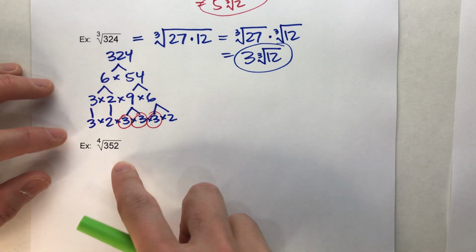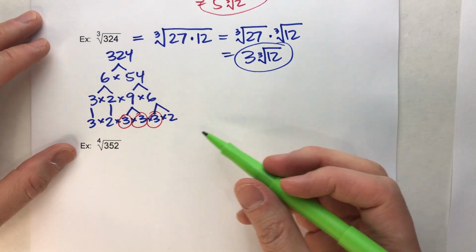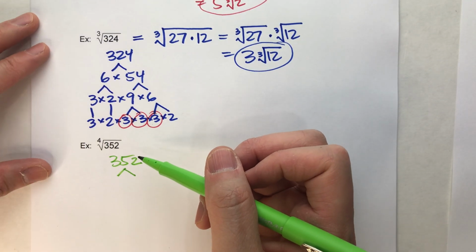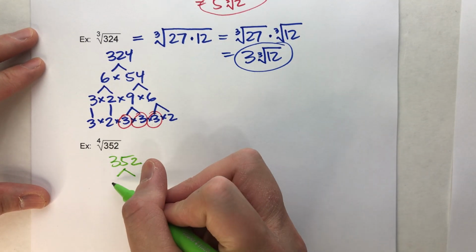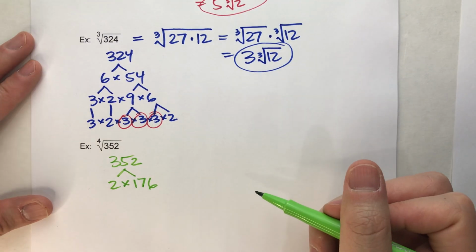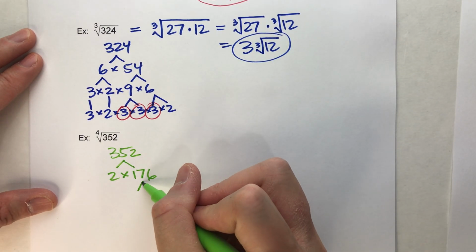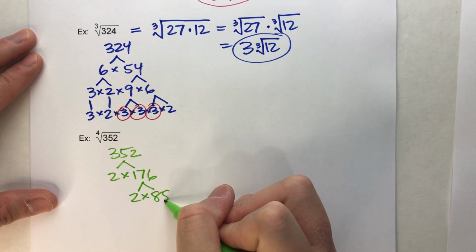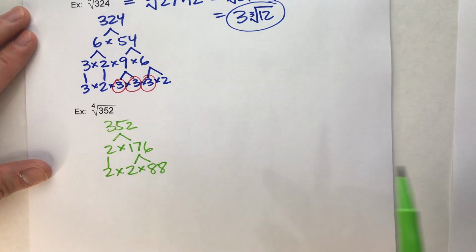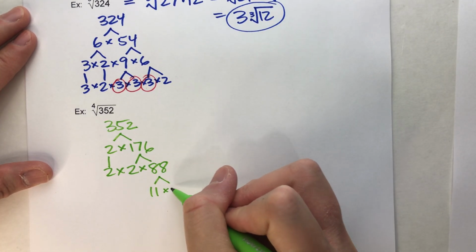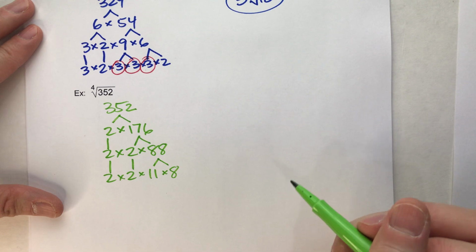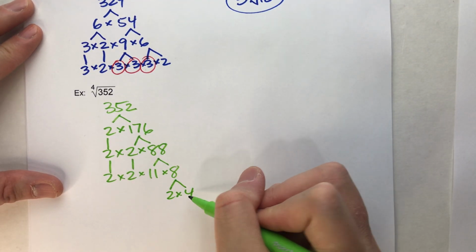All right, so what we're going to do is, and I definitely don't know that off the top of my head, I am going to break this down so we can simplify the fourth root of 352. All right, 352 is kind of a weird number. Let's try 2 times 176. And 176 is even, so that's 2 times 88. I'll drop down my 2 to keep everything lined up. Here we go. 88 is 11 times 8. So we've almost got this. And 8 is 2 times 4.